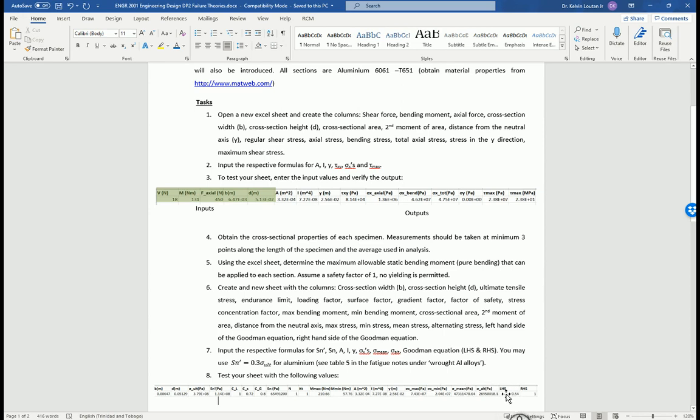What might be different is that here we have something called the Goodman equation, left hand side, right hand side, and I'll talk about that just now. Sn prime, we did it in the notes as being a half multiplied by sigma ultimate, and that was for steels, but we're dealing with aluminum here, so an average value for aluminum is about 0.3 multiplied by sigma ultimate as opposed to 0.5. Right, so this would be the equation for your Sn prime.